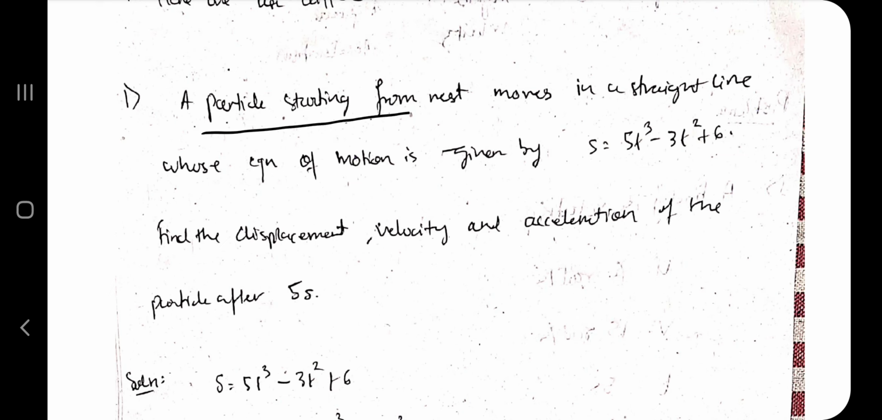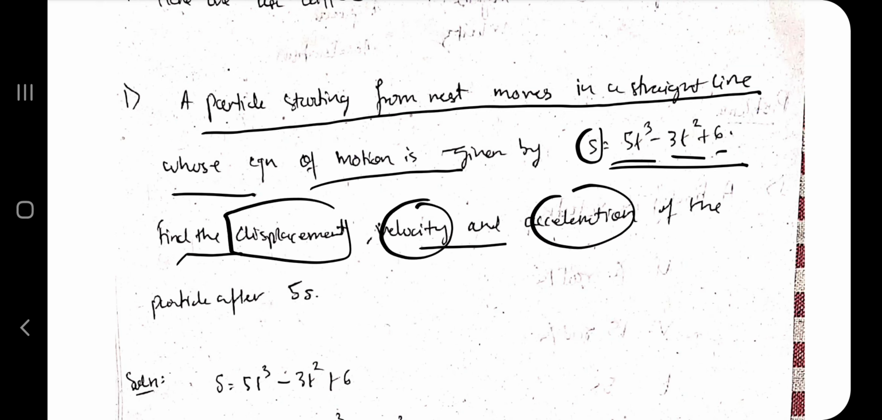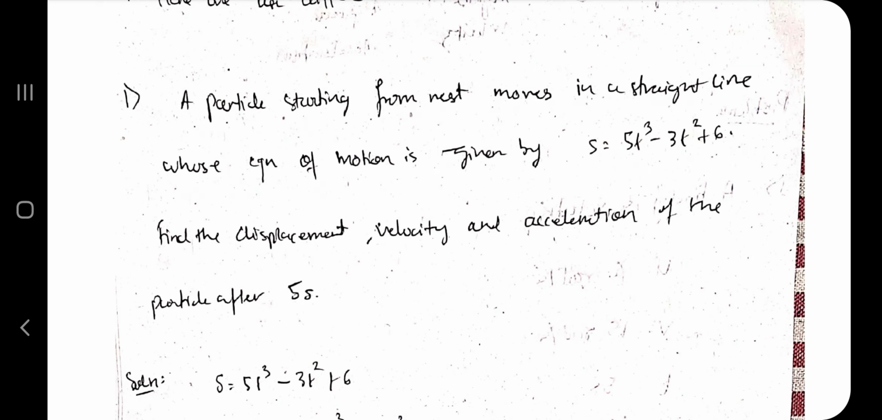A particle starting from rest moves in a straight line whose equation of motion is given by s is equal to 5t cube minus 3t square plus 6. So the value of s is given as this one. Find the displacement, velocity and acceleration. Three things you have to find out: displacement, velocity and acceleration of the particle after 5 seconds. So how to find out the displacement? Time is given, just substitute the value of time, you'll get s.